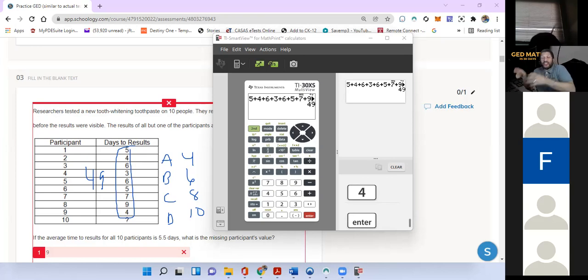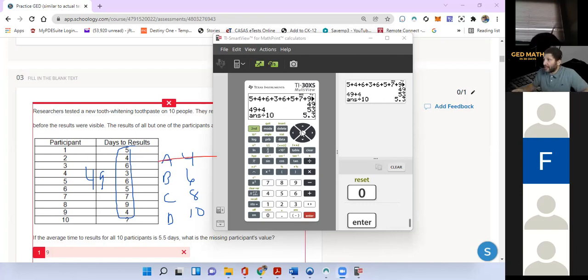I'm going to use the multiple choice. Once I total those up, I'm going to use each of the multiple choices. So now I'm going to do 49 plus 4, because that's my first multiple choice, and I'm going to divide that by 10. Did I get 5.5 as the average? No, I did not. So it's not 4.